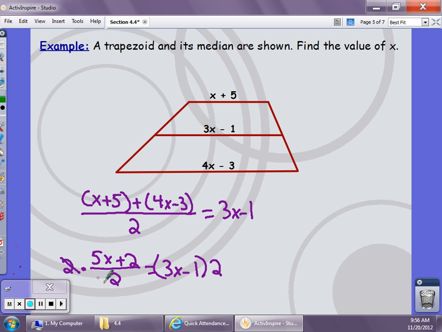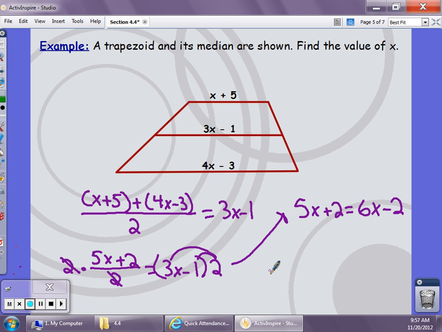What I want to remember is when I multiply both sides by 2, I'm going to have to use the distributive property. I'm going to move up here just so we have a little bit more room. It's going to leave us with 5x plus 2 on the left-hand side of the equation. And then once I distribute, 2 times 3x is 6x, and 2 times negative 1 is negative 2. Now I'm just going to solve my multi-step equation.